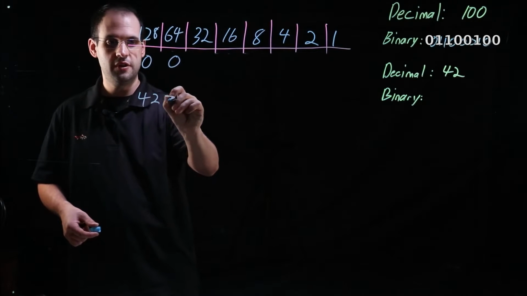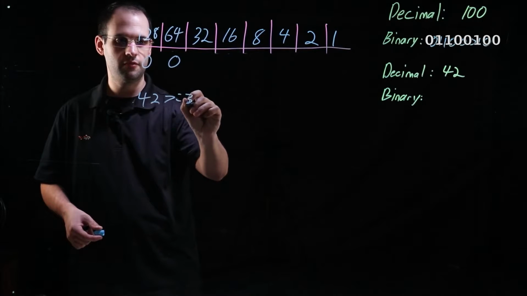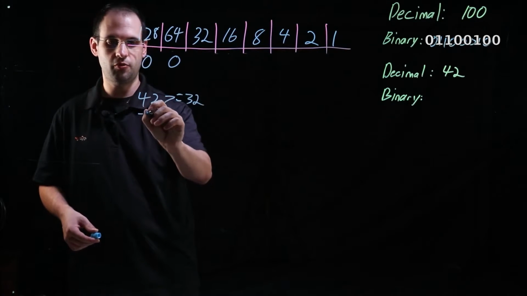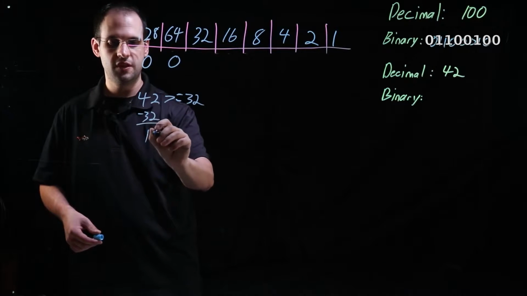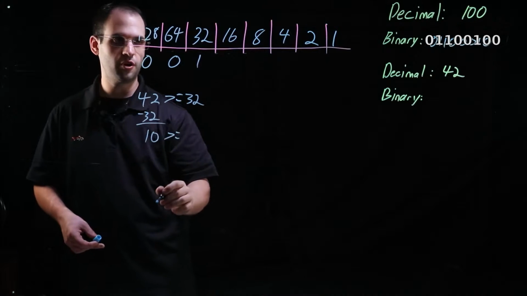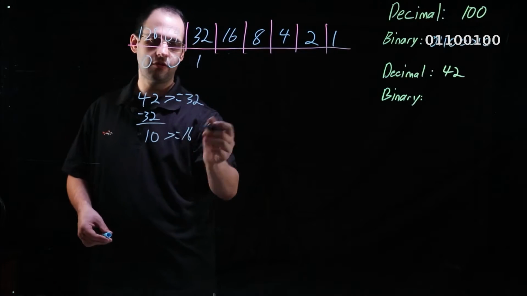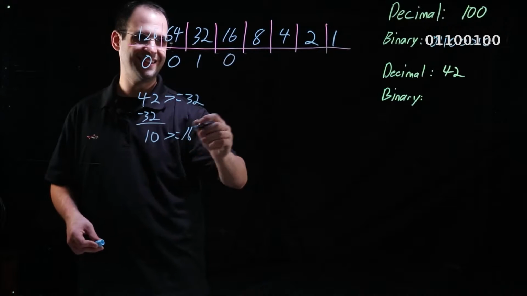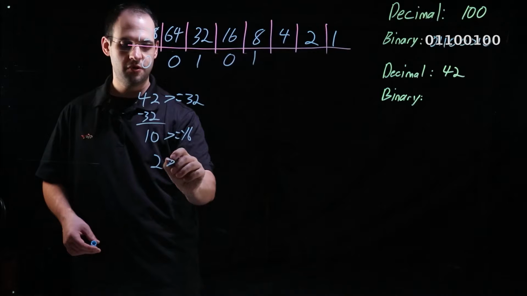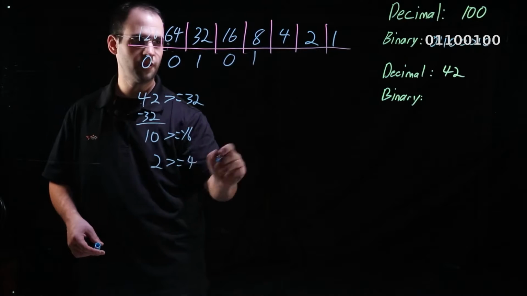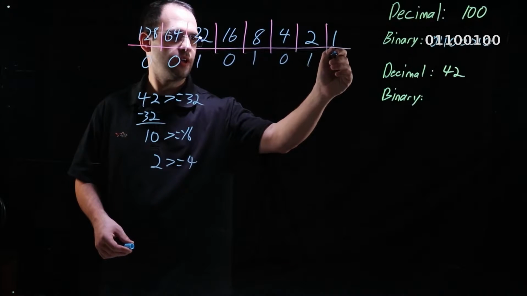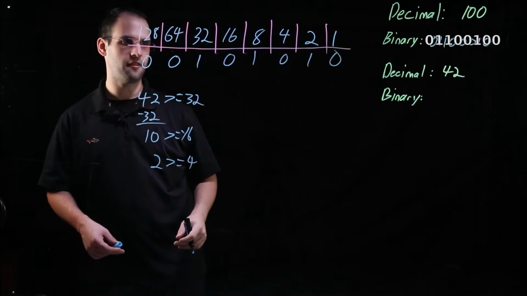So 42, is it greater than or equal to 32? Sorry for my bad writing here. Yes, it is. So minus 32 gives me a value of 10, put a 1 here. And then I'm just going to start skipping through pretty quickly. Is 10 greater than or equal to 16? No, it's not. Is it yes to 8? 10 minus 8 is 2. Greater than or equal to 4? No, it's not. 2, yes it is. 2 minus 2 is 0. And we get a value right there.